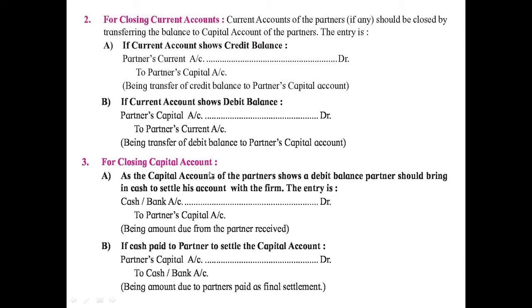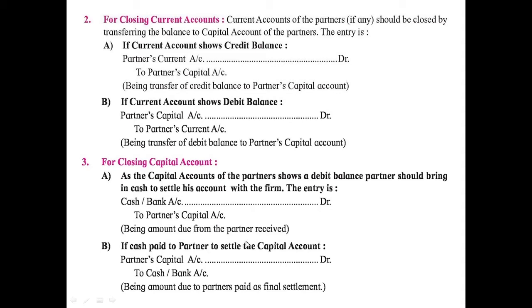Now here it is given that as the capital account of the partners shows a debit balance, it means what? The debit side total of the capital account is higher. It means you will get the balancing amount on the credit side. For that balancing amount you have to write cash or bank. It means that particular partner has to pay this much amount to the business. So cash comes in the business, so that is why cash or bank account is debited to partner's capital account, because he is the giver. His debit side total is higher.